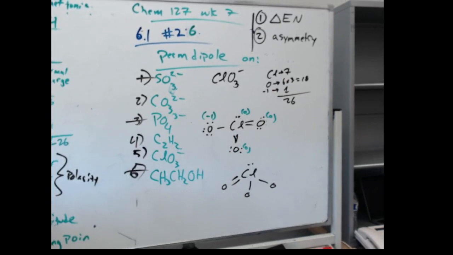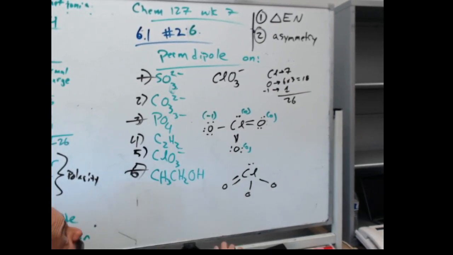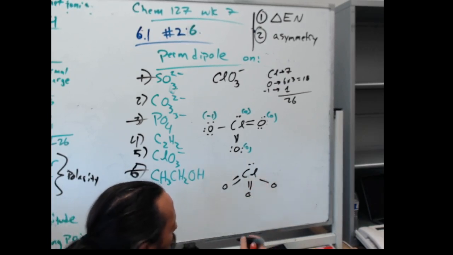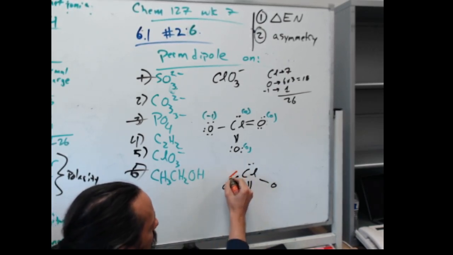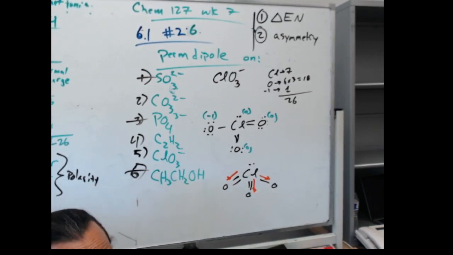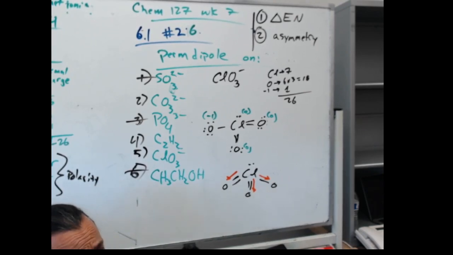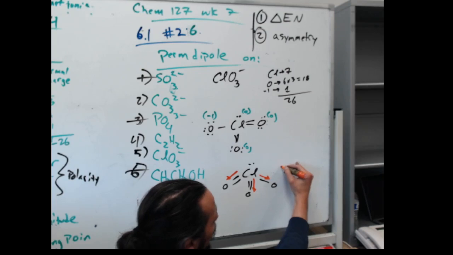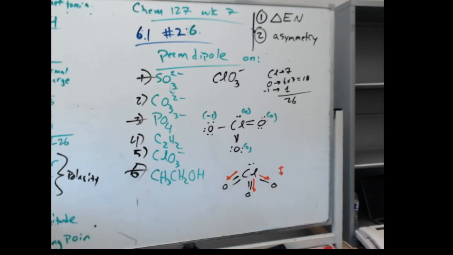Trigonal pyramid. Difference in electronegativity. This actually looks a lot like SO3 2-. Oh, I forgot one of my double bonds. This looks a lot like SO3 2-. I've got that difference in electronegativity. I'm probably drawing those too big because chlorine and oxygen are pretty similar. But because I've got that asymmetry, I've probably got a little dipole moment towards the oxygen. I don't think it's going to be that big because the difference in electronegativity between chlorine and oxygen is pretty small. But still, it's going to have a permanent dipole moment.